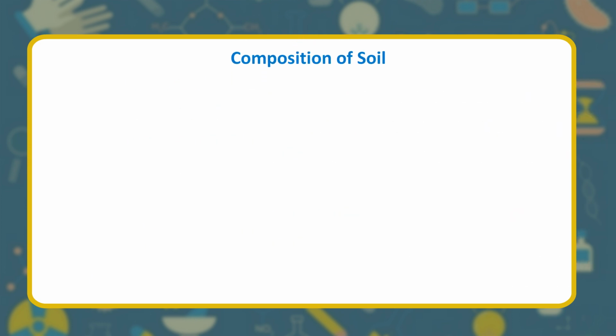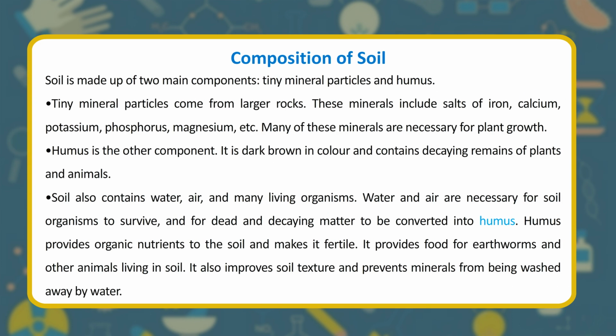Composition of soil. Soil is made up of two main components, tiny mineral particles and humus. Tiny mineral particles come from larger rocks. These minerals include salts of iron, calcium, potassium, phosphorus, magnesium, etc. Many of these minerals are necessary for plant growth. Humus is the other component. It is dark brown in color and contains decaying remains of plants and animals.